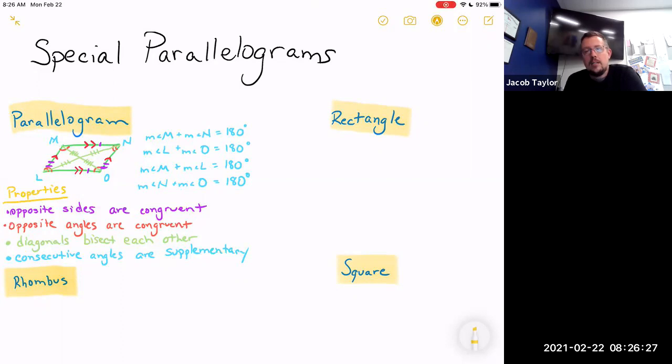So in a rectangle, the consecutive angles are supplementary. The diagonals bisect each other. In a rhombus, the opposite angles are congruent. In a square, the opposite sides are congruent. All of these properties apply to all four of these shapes because the other three are parallelograms.